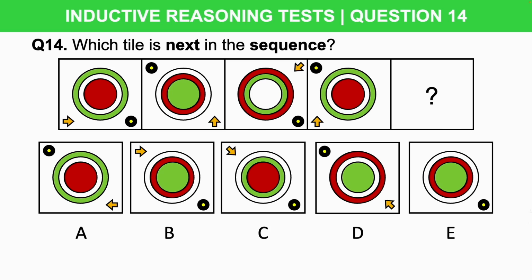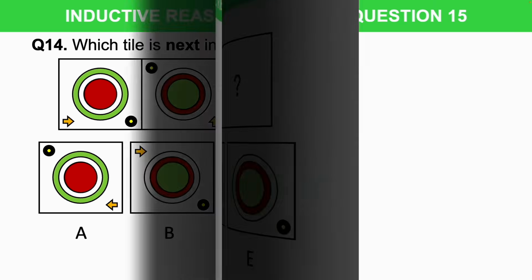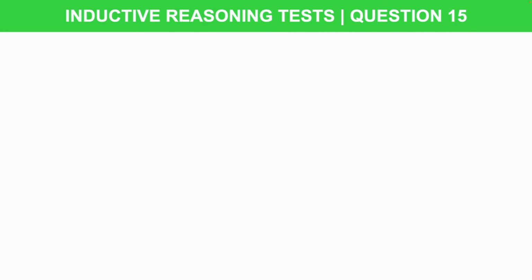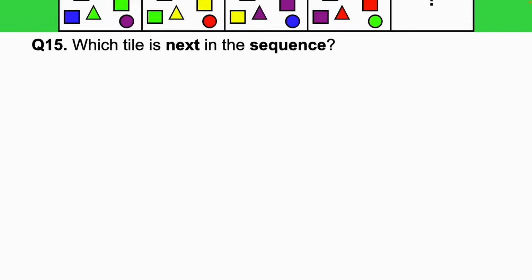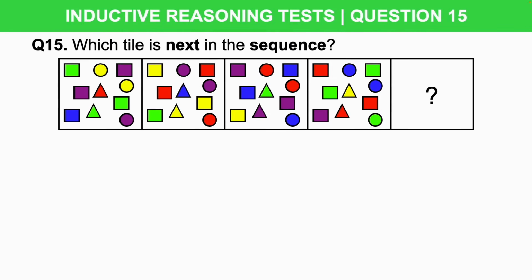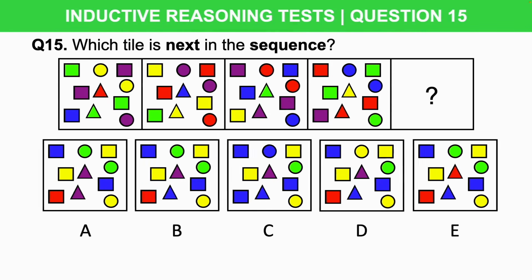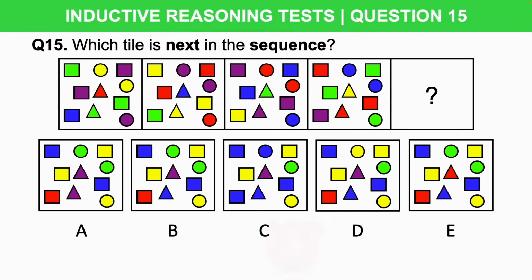Great, you're doing fantastic. Let's take a look at another inductive reasoning Deutsche Bank style practice question for you. So here is the sequence. You need to work out which tile comes next in the sequence from the following options. You have 20 seconds on the timer starting now.